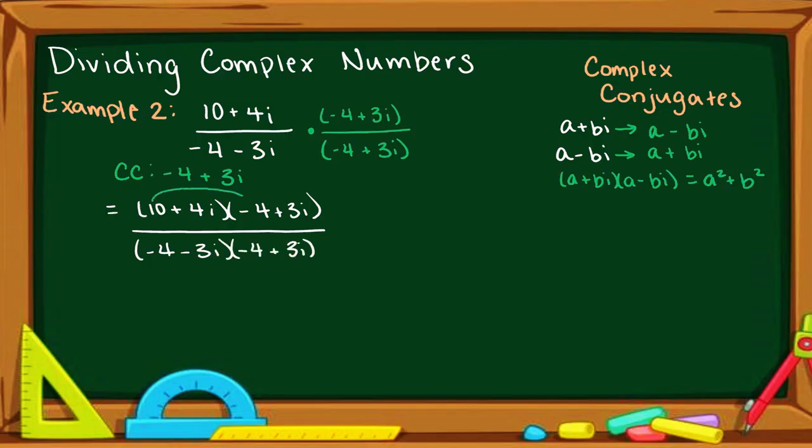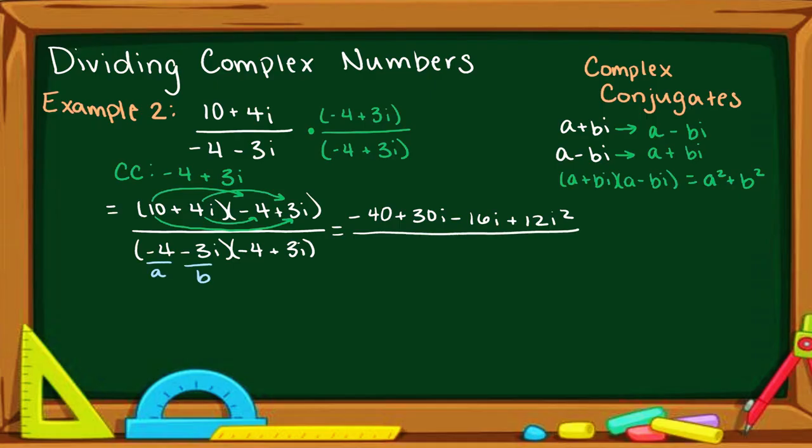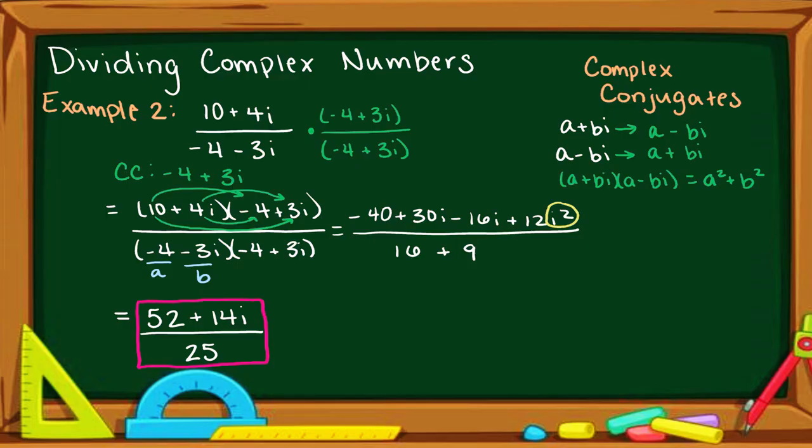Our numerator becomes negative 40 plus 30i minus 16i plus 12i squared. Over, our a is negative 4, our b is negative 3. So our denominator becomes 16 plus 9. i squared is equal to negative 1. So our final answer becomes 52 plus 14i over 25.